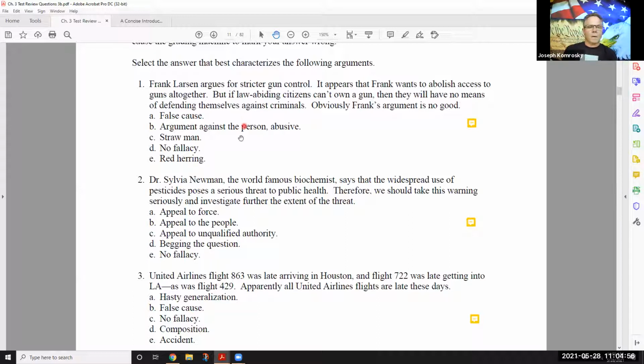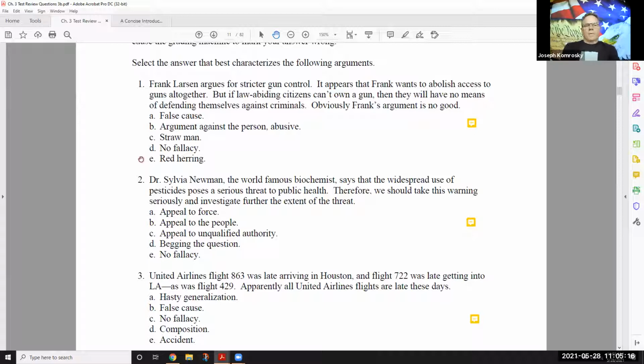Maybe. Does it look like an abusive against the person attack? Ad hominem? No. We could rule that one out. False cause? Doesn't seem like that. We could rule out A and B. Now we're left with C, D, and E. So the answer, straw man.